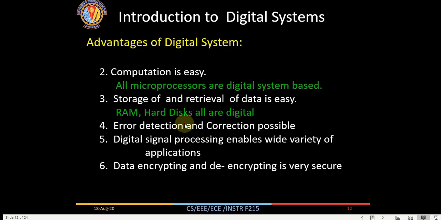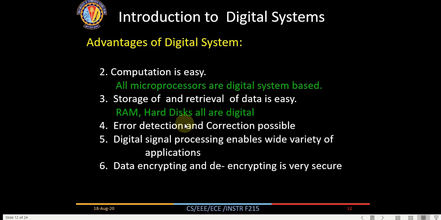Okay. Now, what are the other advantages? The other advantage is that most of the microprocessors are based on digital. You don't have analog microprocessors, so microprocessors and all are easy. So computation is easy when you have a digital system. The computation becomes easy because you have a lot of digital systems which can do your computation.